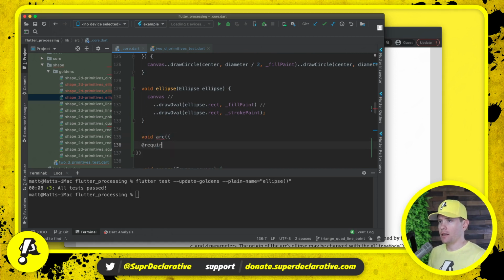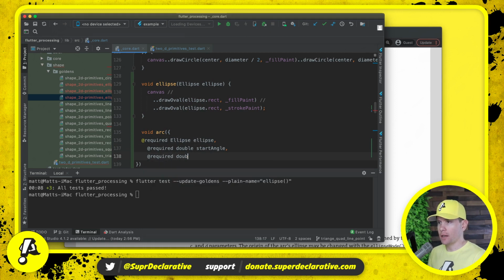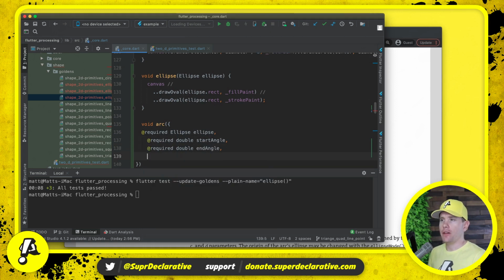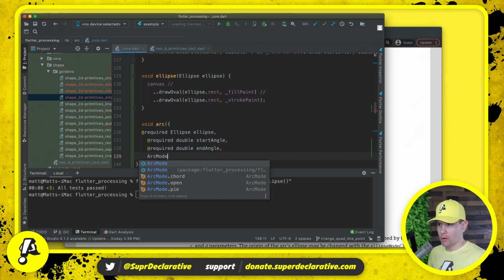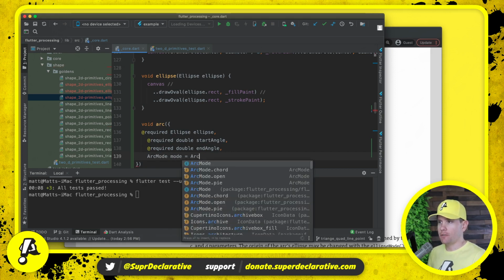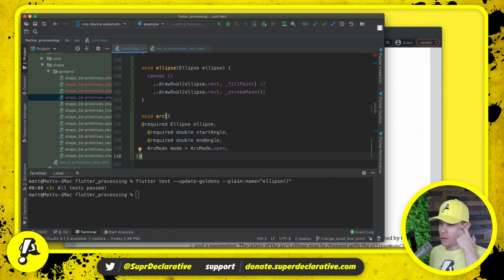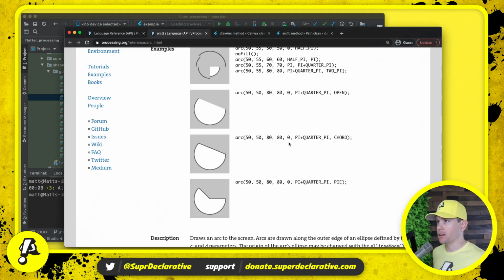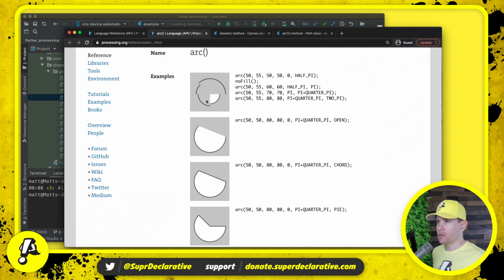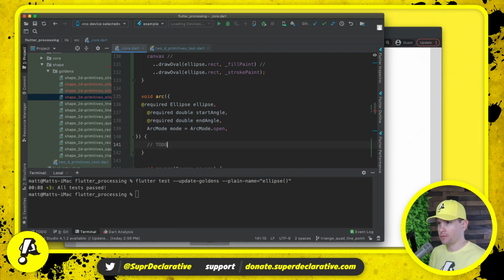Arc, and we said that we're taking an ellipse, which is required, and we are taking in a start angle, which is required. We take an end angle, which is required, and then there is an optional arc mode, which is going to default to arc mode.open, because when it's not provided, the behavior that we want is the open mode, I believe. Let me verify that again. By default, what do we get? So look at this guy right here. It's drawn with this arc up here. There is no mode being provided, and you can see that it is left open. So open is the default.